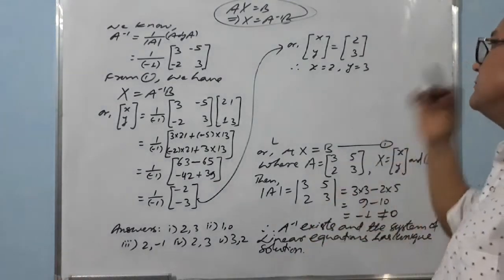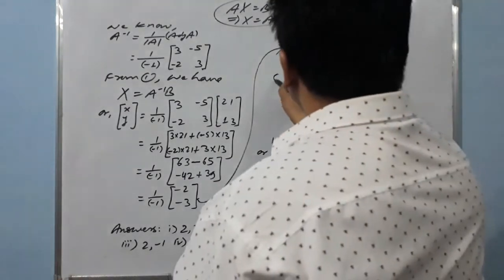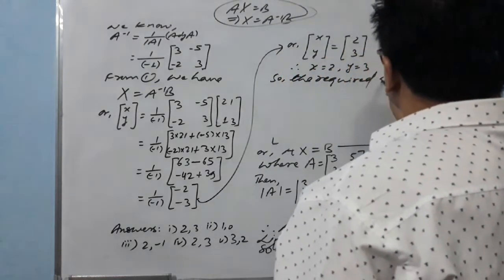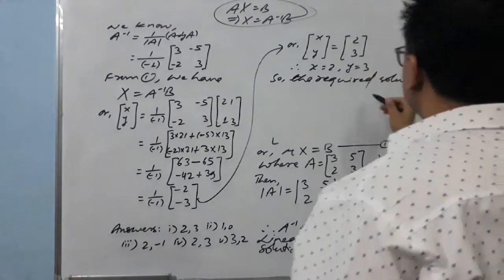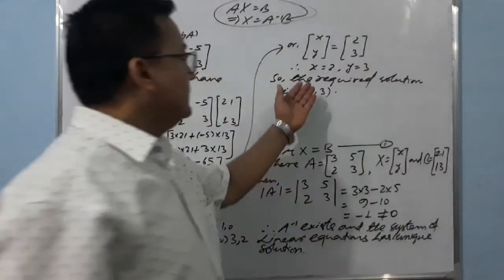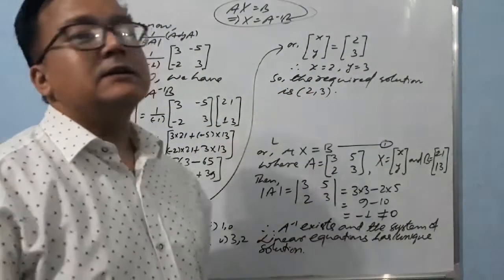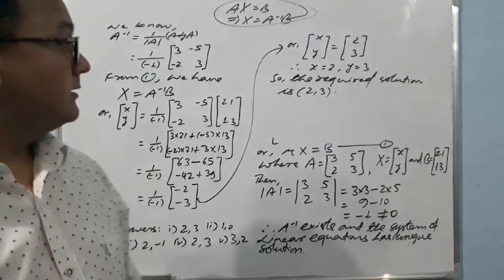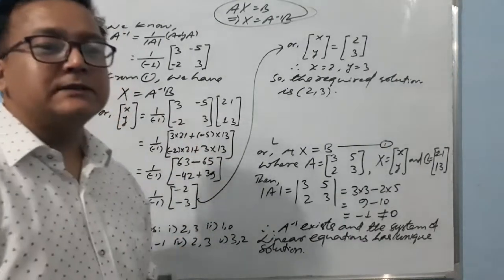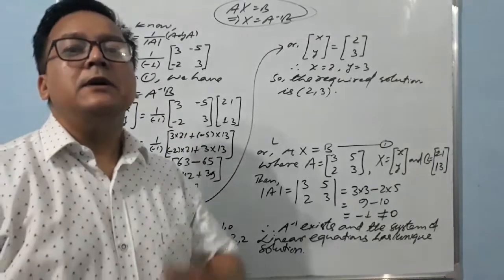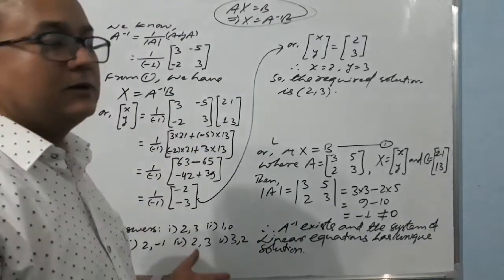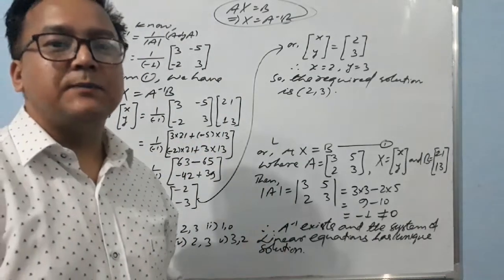If you want, you can write one more line: also the required solution is 2 comma 3 in ordered pair. Here 2 represents the value of x and the second element represents the value of y. So I think you fully understood how to find the values of x and y, I mean how to solve a system of linear equations of two variables with the help of the matrix method or inverse matrix method.